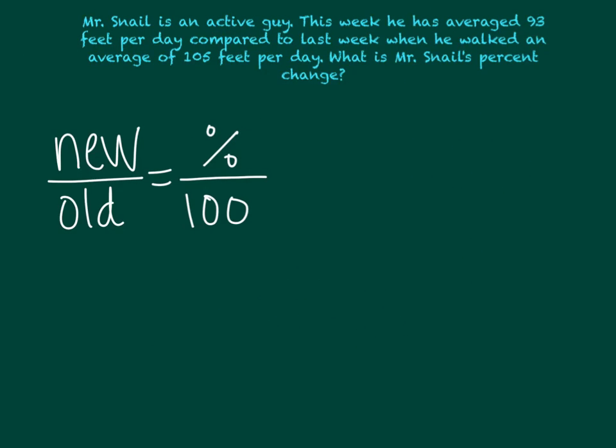In the next problem, Mr. Snail is an active guy. This week he has averaged 93 feet per day compared to last week when he walked an average of 105 feet per day. What is Mr. Snail's percent change? Go ahead and approach this problem the same way we did for Miss Snail by setting up your proportion of new over old equals percent over 100. As you do your problem, please pause the video so that you can check your answer in a few moments.